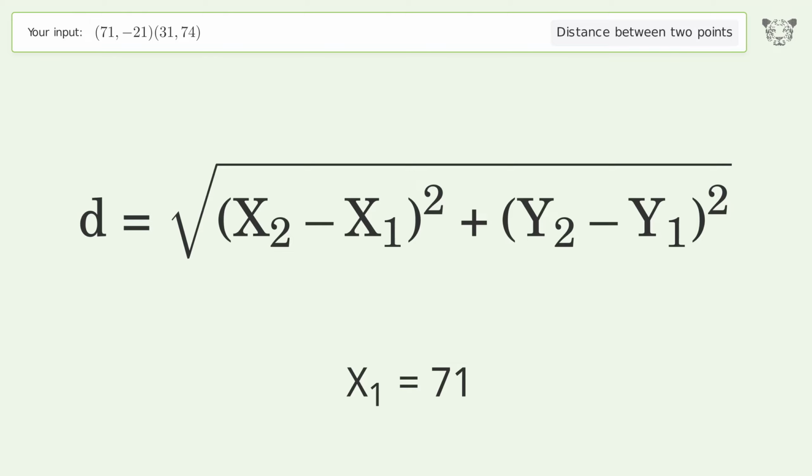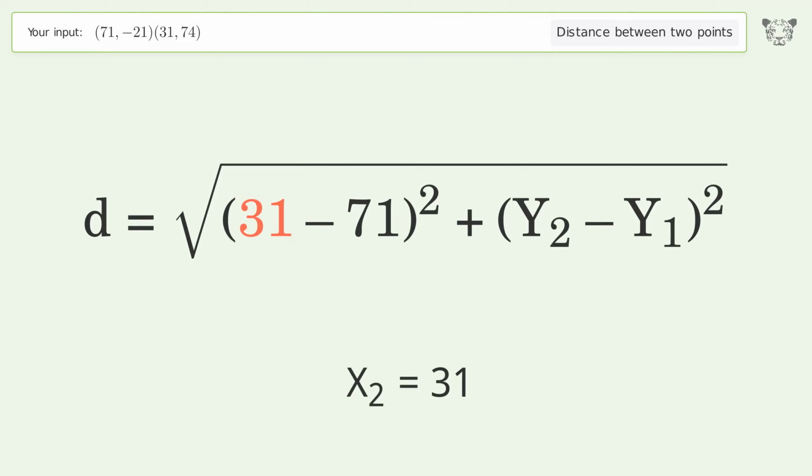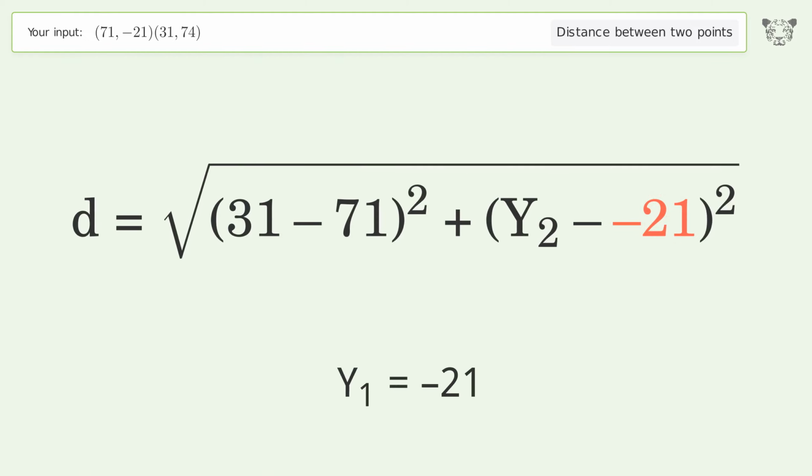x1 equals 71. x2 equals 31. y1 equals negative 21. y2 equals 74.